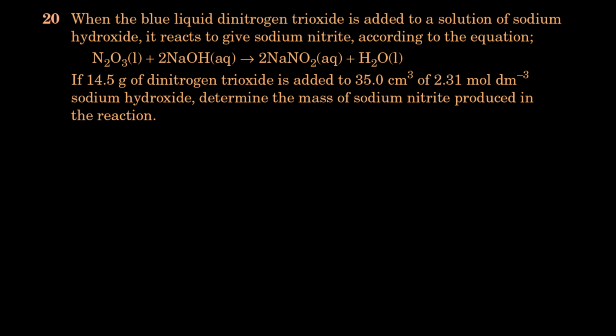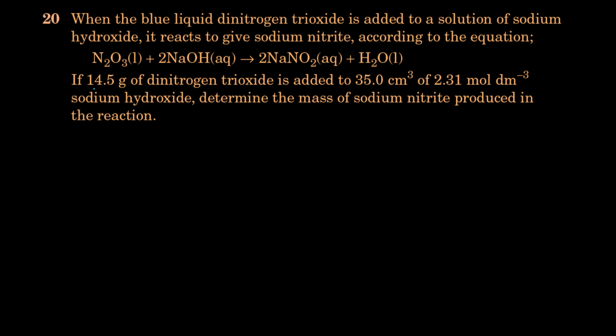So in this question, we have blue liquid dinitrogen trioxide, which is N2O3, reacting with 2NaOH to form sodium nitrite. And the question is, if 14.5 grams of dinitrogen trioxide is added to a certain amount of sodium hydroxide, determine the mass of sodium nitrite produced.